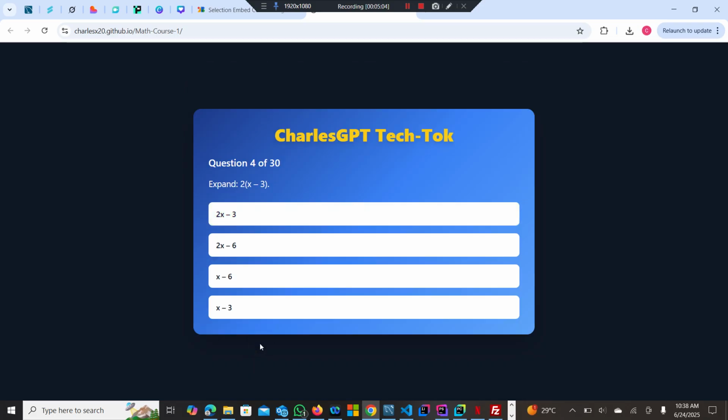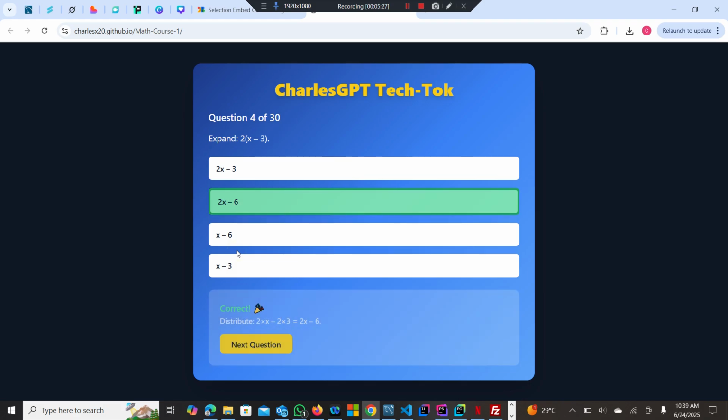So go to the next question. Expand 2 brackets x minus 3. Expanding it, we'll do 2 times x, which is 2x, then 2 times 3, which is 6. So the answer will be 2x minus 6.